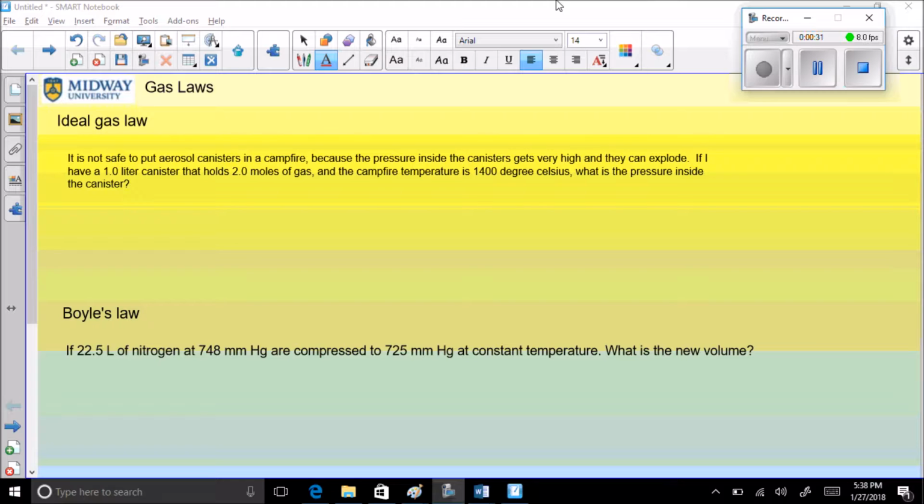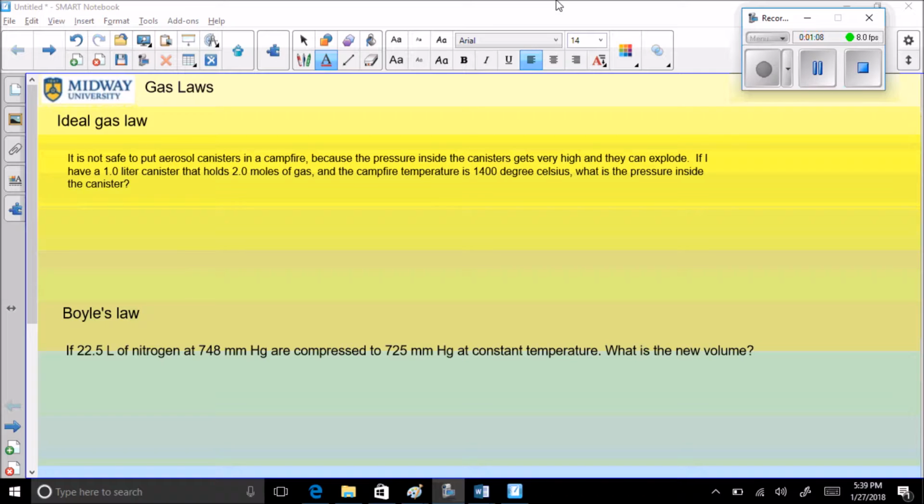The first question reads: it is not safe to put aerosol canisters in a campfire because the pressure inside the canister gets very high and they can explode. Why does the pressure get very high and explode? It is because of Charles' law, though again, the ideal gas law comprises all other laws into itself. When you increase temperature from the campfire, you increase the pressure inside the canister, which is why it explodes. Anyways, that's how the ideal gas law is related to Charles' law.